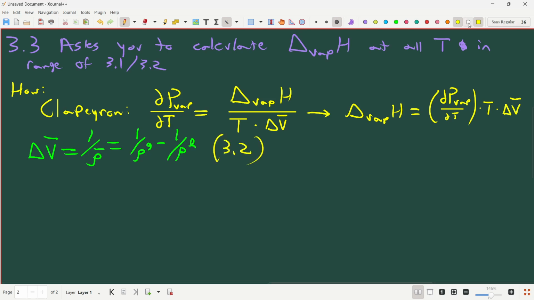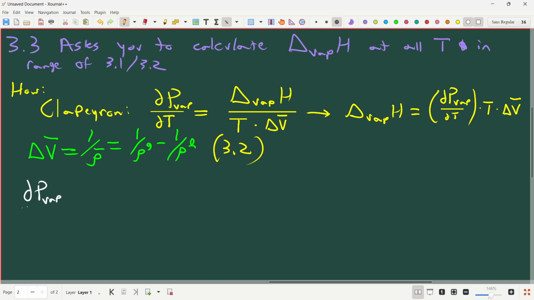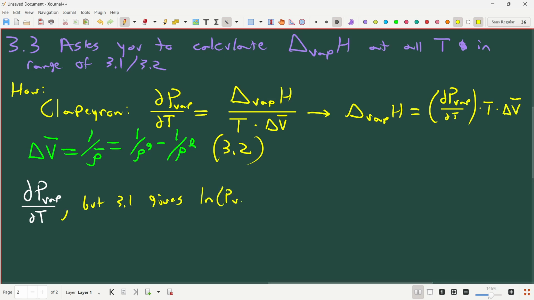Right, and now we have to figure out how to calculate the slope, dP_vap/dT. Well, remember that we have in 3.1 a formula for the vapor pressure. You can calculate the vapor pressure at any temperature. So we just have to now calculate, but unfortunately we have the log of the vapor pressure, right? 3.1 gives the log of the vapor pressure.